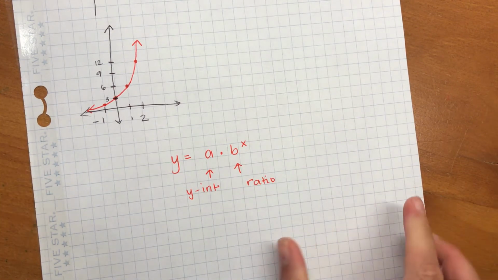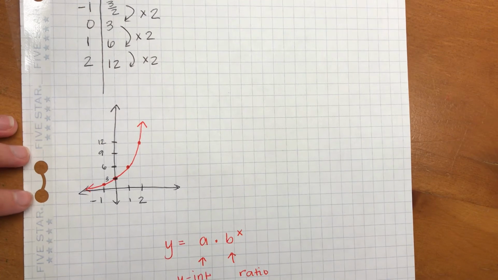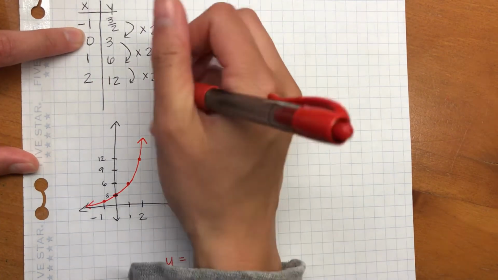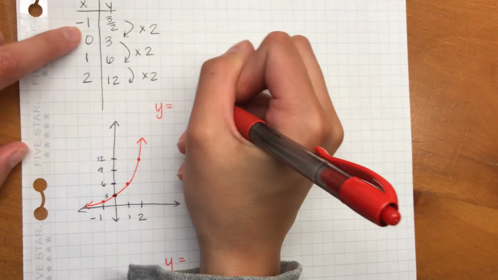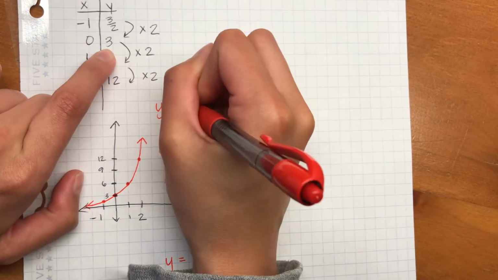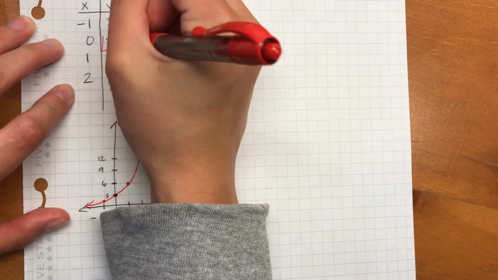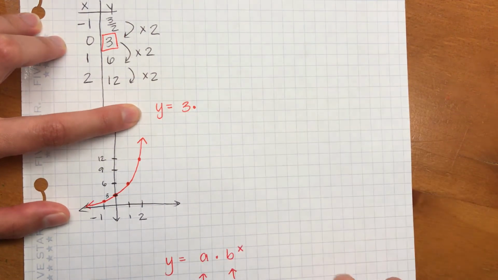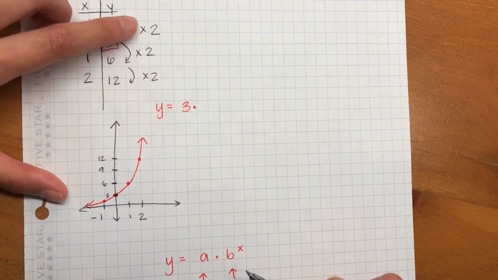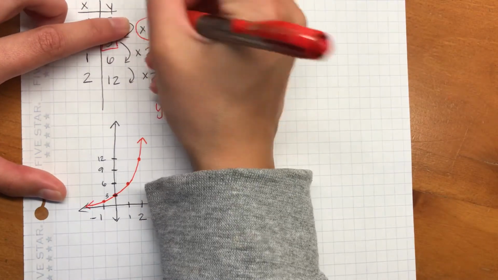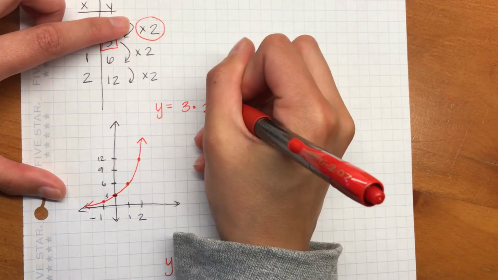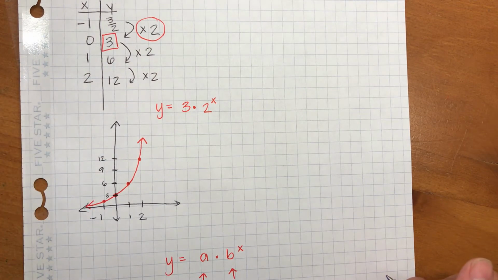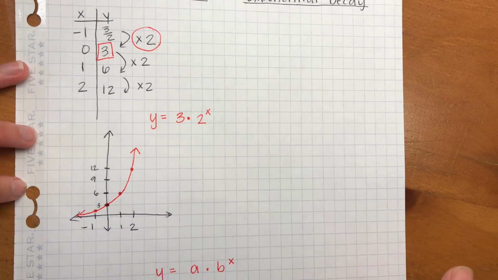Okay, so if we want to write an equation using this table, I've got my y-intercept here, so I can say y equals, my y value is 3, that's my y-intercept, and then times my b is going to be whatever this ratio is, so times 2 every time to the x. Okay, so I've been able to write an exponential growth equation.